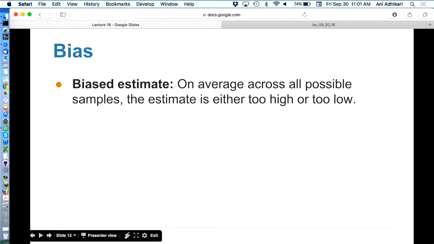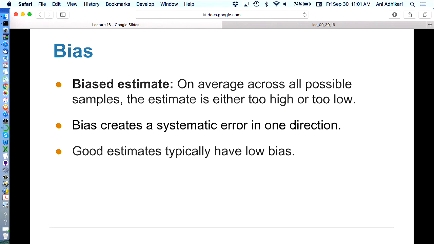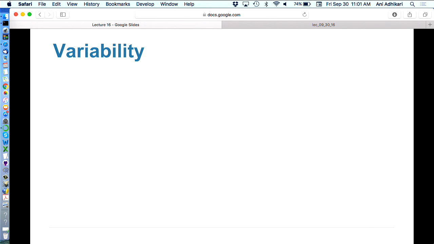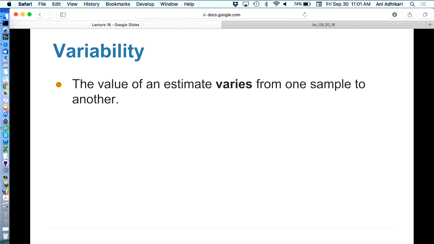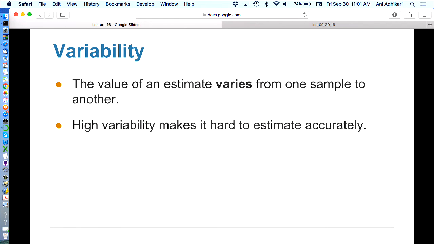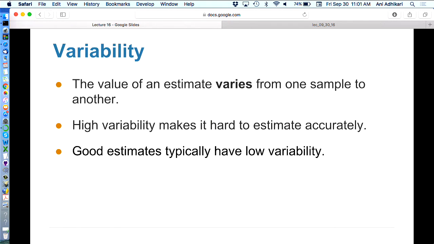Bias. One of our estimates is biased. Yes, it typically underestimates. Systematic error in one direction. Variability. One of our estimates is low in variability, the other one's high in variability. Yes? You want low bias and low variability. You want an estimate that's really tightly clustered around the thing that you're trying to estimate. Yes? Do we have one like that?